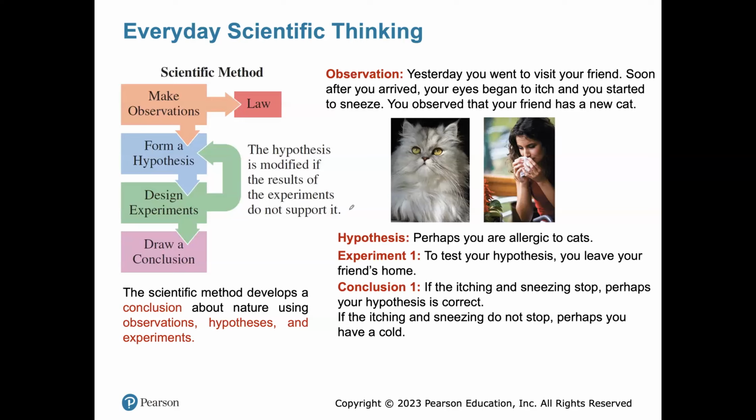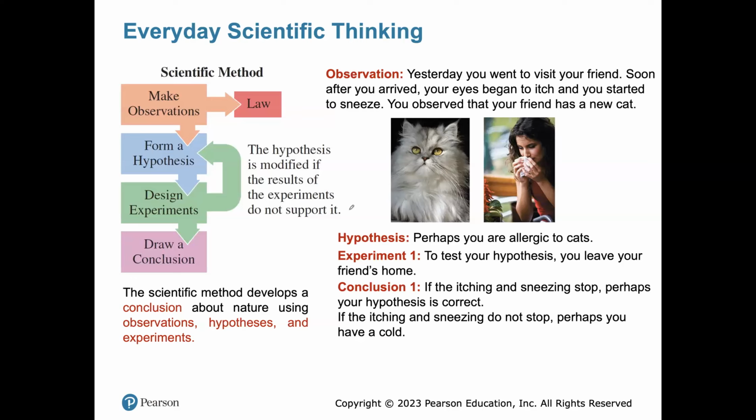come up with a hypothesis: maybe you're allergic to cats. So how do we know if our hypothesis is correct? We do experiments, right? To test your hypothesis, you leave your friend's home. Now this experiment will lead you to a conclusion. If the itching and sneezing stop, maybe your hypothesis is correct. If the itching and sneezing do not stop, maybe your hypothesis is wrong, and you might have a cold. This process we use every day is what we call scientific method thinking.